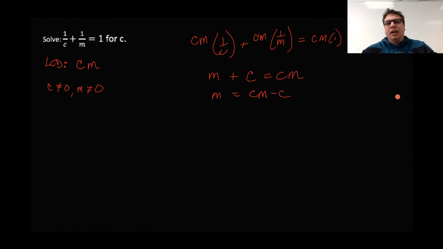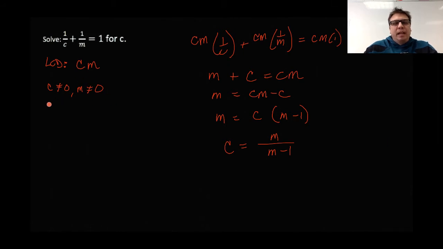Again, I got to get c isolated. So I'm going to factor out c from this side. So I'll divide each term by c, which means I get m minus 1. Now to get c by itself, I got to divide both sides by m minus 1. So we get c is equal to m divided by m minus 1.